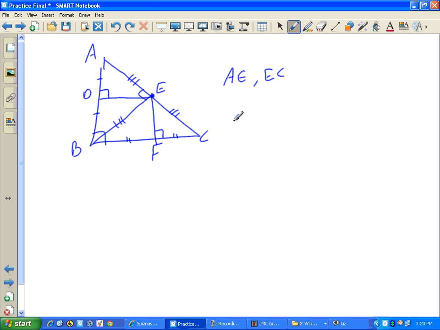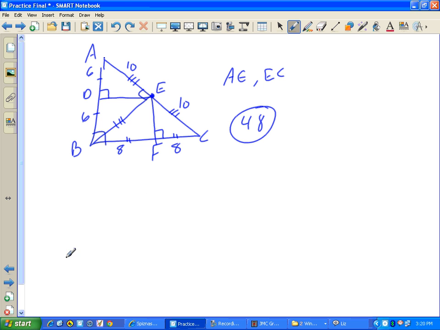Number 5, they're telling me AD, this is 6, BF is 8, and CE is 10. And they want the perimeter of the whole thing. Well, if that's 6, that's 6. If that's 8, that's 8. If that's 10, this is 10. 20 plus 16 is 20 or 36, plus another 12, 48.